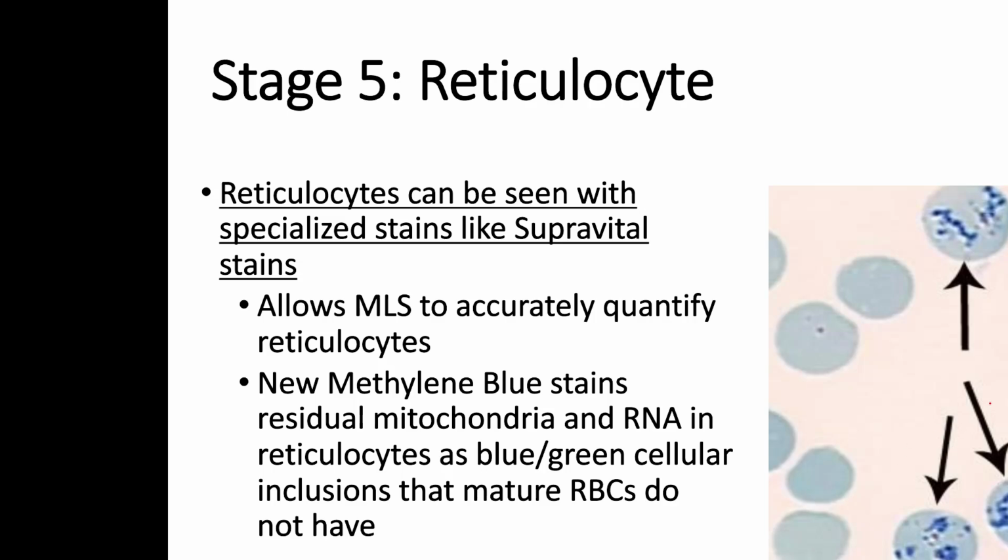So this is what I'm talking about when I say that you technically can't call it something unless you have the special stain for it. And the special stain for reticulocytes is called the supravital stain. What it does is, the new methylene blue that's found in the supravital stain will stain any residual mitochondria and RNA, as well as any blue-green cellular inclusions that mature RBCs don't have.